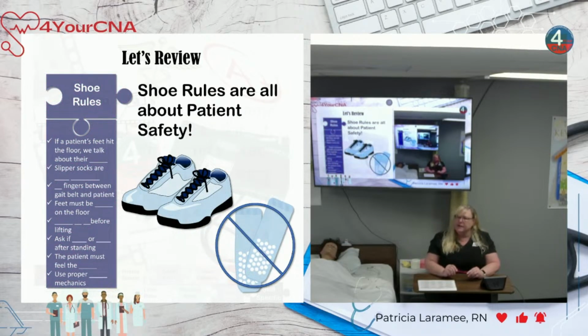Shoe rules. If the patient's feet hit the floor, we talk about their shoes. Slipper socks are not enough, guys. And I know that we see it in a clinical setting all the time. And if you go to a nurse and say, hey, that person doesn't have shoes on, the nurse may give you a blank look like, so?